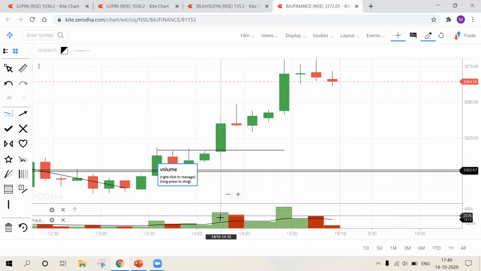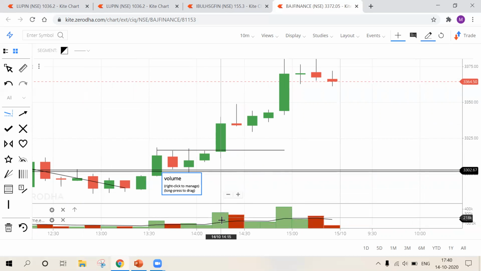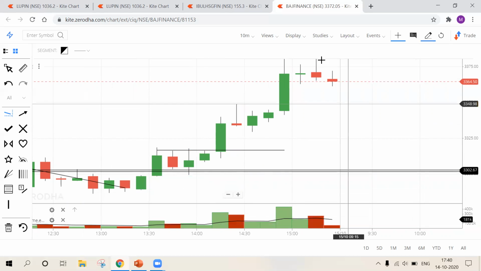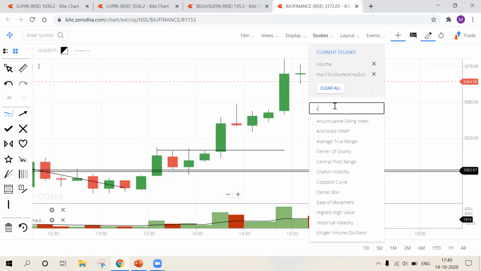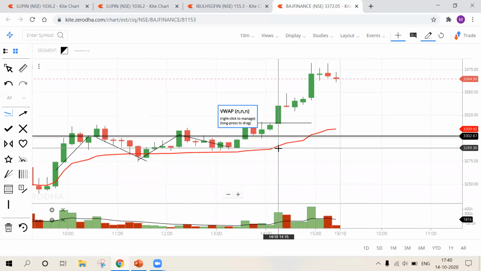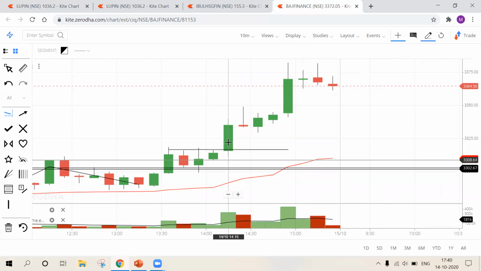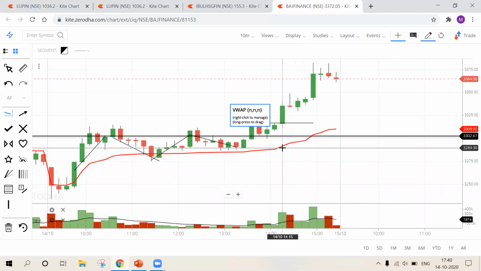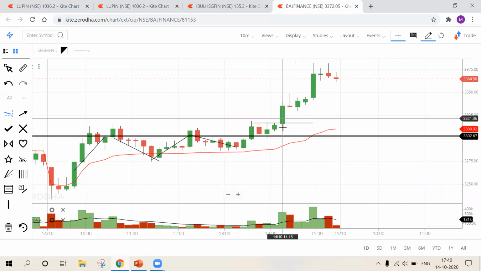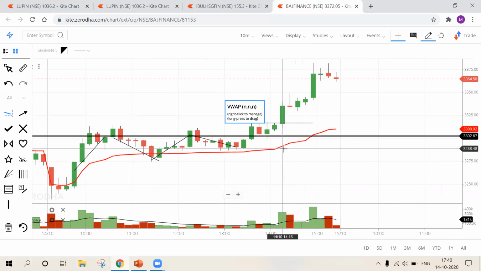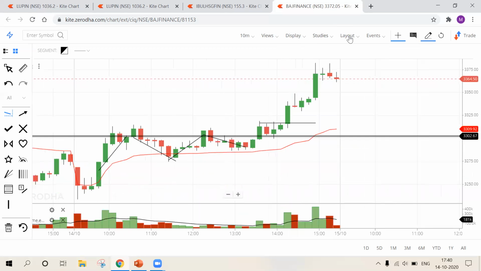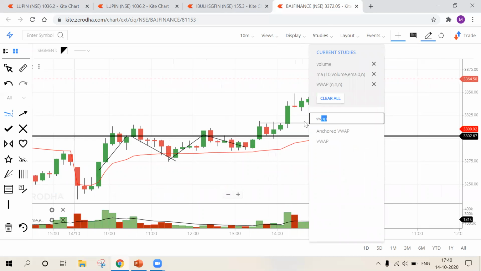And look at the volumes. More buyers came to the market, so volumes are also good. Let's check with VWAP and the 35 moving average as well. VWAP is also asking us to take a buy position, because candles are above VWAP here. Let's verify with the moving average as well.